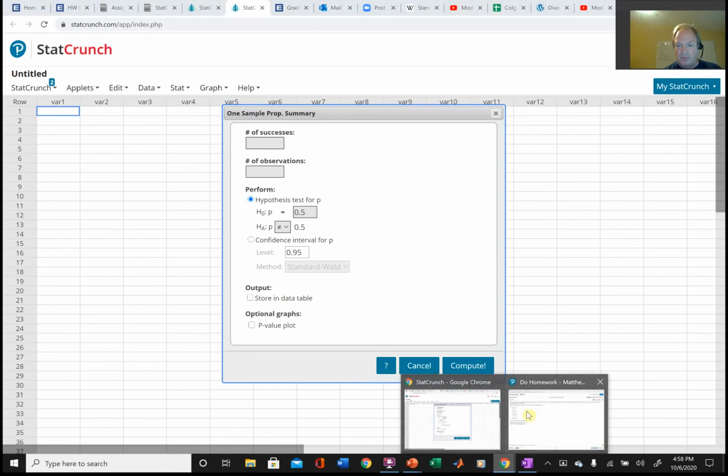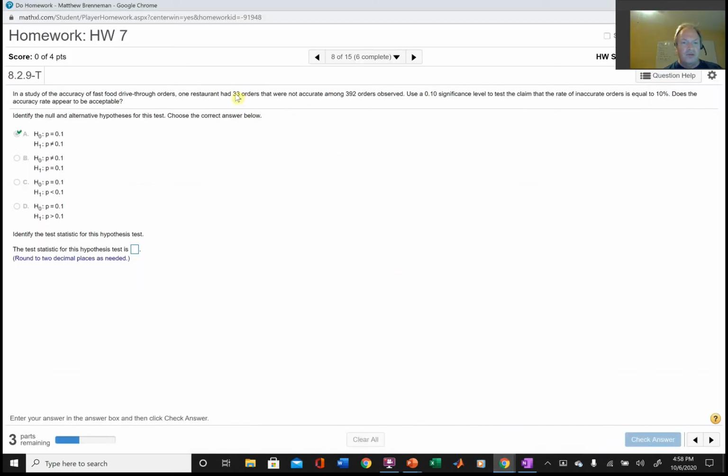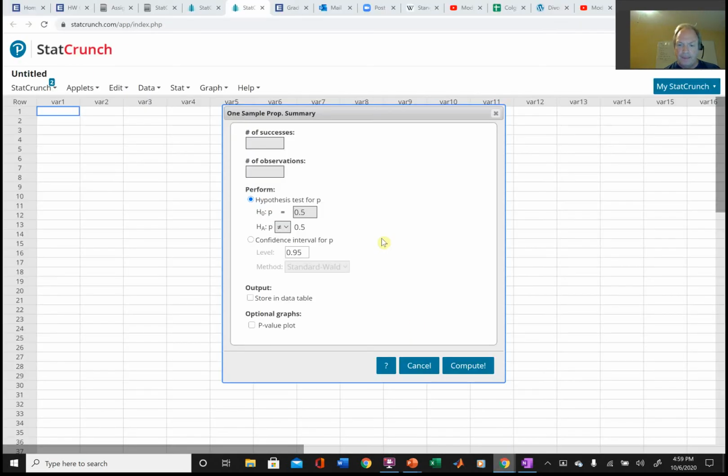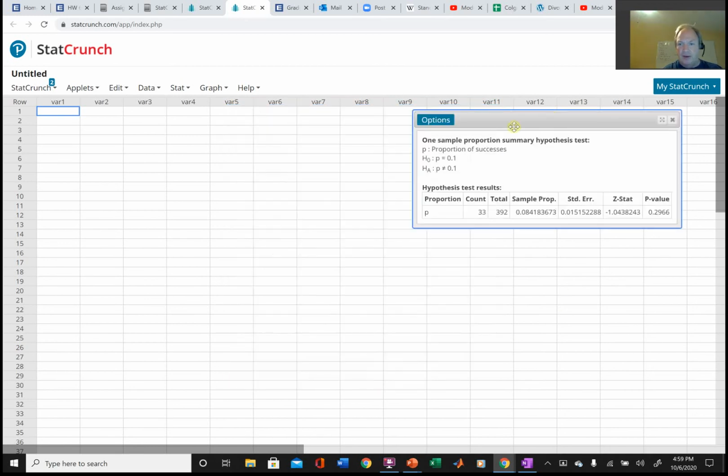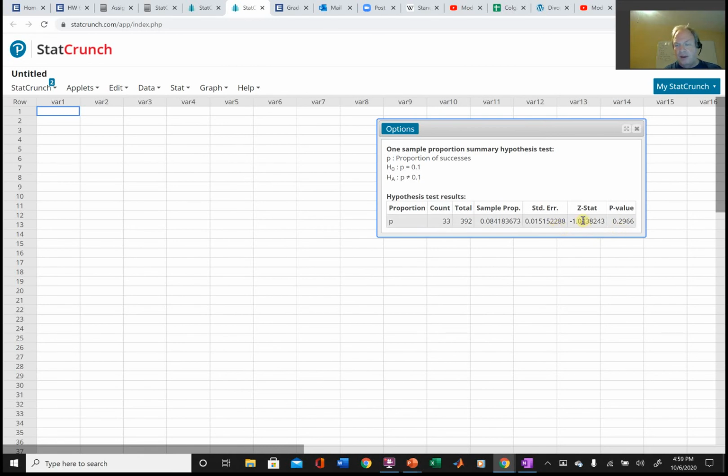So I have to go back and read the problem carefully. So there's 33 orders that were not accurate among 392. So this is the number of successes, right? The numbers that were inaccurate. Okay, so 33 is the number of successes. 392 is the total number of observations. That's my sample size. I'm testing to see that it's not equal to 0.1, and I run my test, and there's everything I need. There's my p-value, my test statistic.